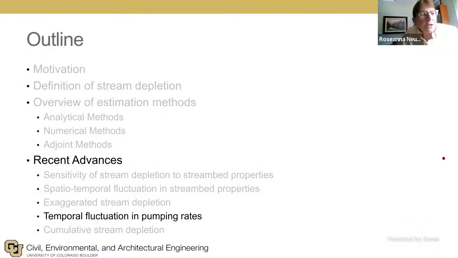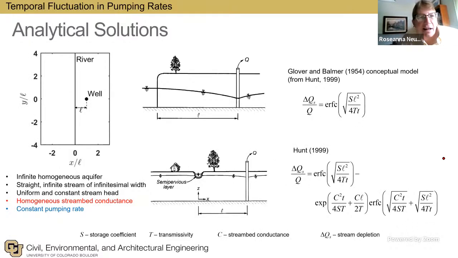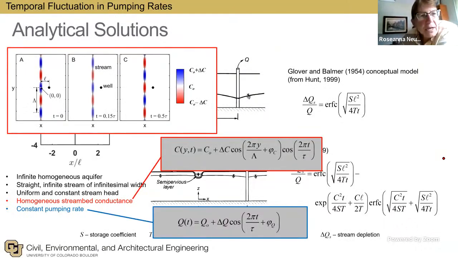Okay. We also looked at if you have temporal fluctuations in pumping rates. And again, we came up with an analytical solution. What we did here, we also kept the stream bed conductance varying in space and time, but now we also included a temporal fluctuation of the pumping rate, which is not unusual. We do all of our estimations of stream depletion based on a continuous pumping rate, but more often the pumping is to provide water for irrigation, and we irrigate in the summer during the growing season, not in the winter.